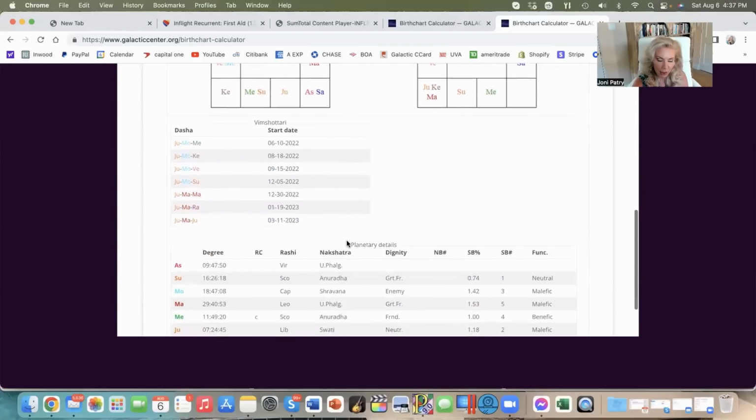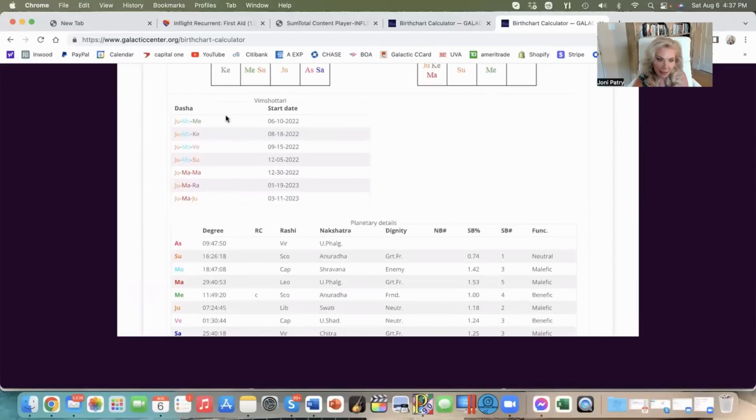Now, as I said, you can go down here. Now, this even gives you the dashas, which are amazing. We'll get into that in another class. But the dashas are the planetary periods. And when you change from one cycle to the next, your life changes, because then the way those planets are placed in your chart will give their results.